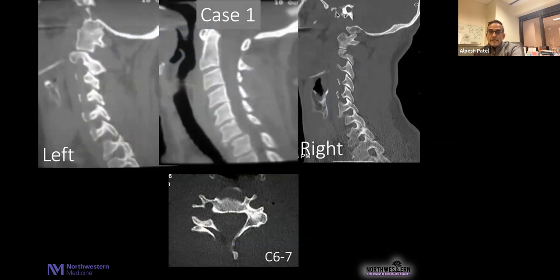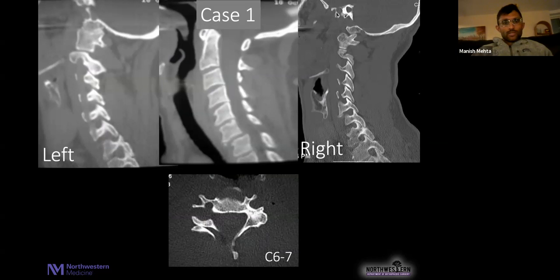So let's go back to this case. We talked about this being a translational injury, right, Manish? We talked about the right-sided C6, C7 facet being dislocated. And we talked about a guy who's having neck and arm pain, right? What do you think's causing his arm to hurt? Where in the arm is it hurting?